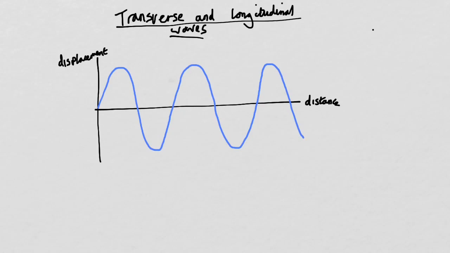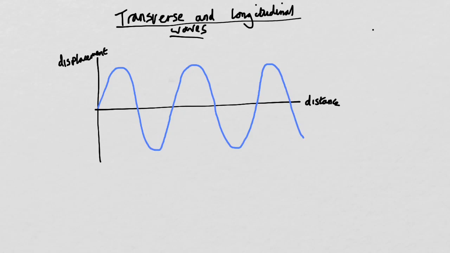It just oscillates up and down. So we'll look at transverse and longitudinal waves. Before we look at those, we'll talk about some of the properties of waves. The wave I've drawn on the screen is an example of a transverse wave. Transverse waves oscillate up and down, and we'll look at this in more detail a bit later on in the video. But they've got various properties.